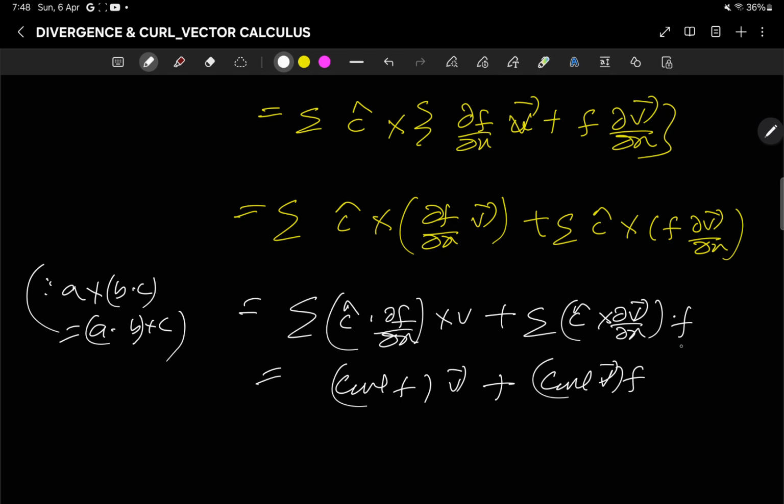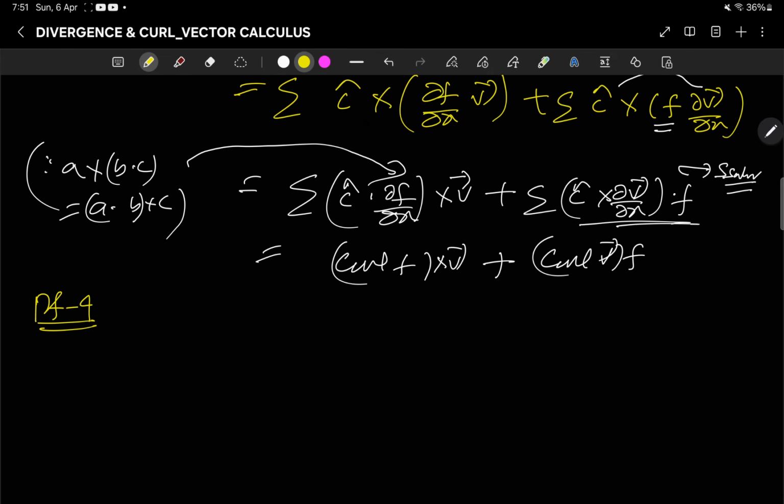Now actually here f is a scalar, and v is a vector here, so the cross will be here. So this property is applied over here, and f is simply a scalar here, right? Now coming to the next property, the proof for curl u cross v.